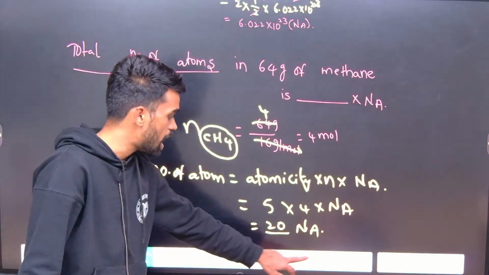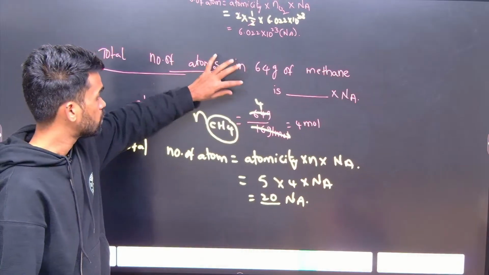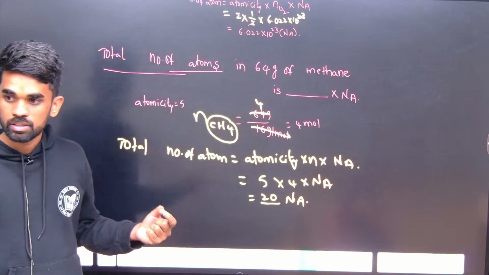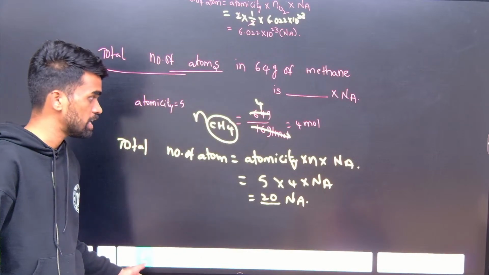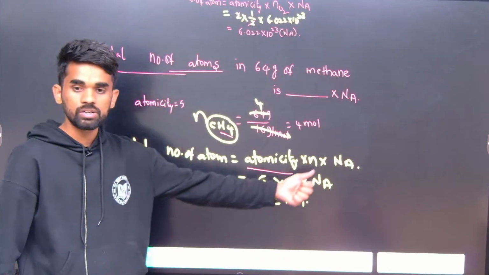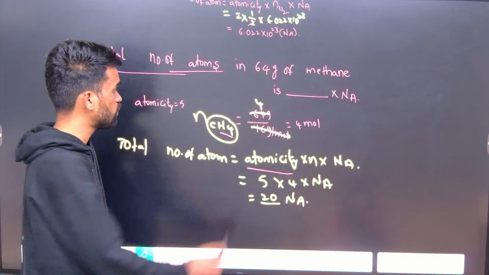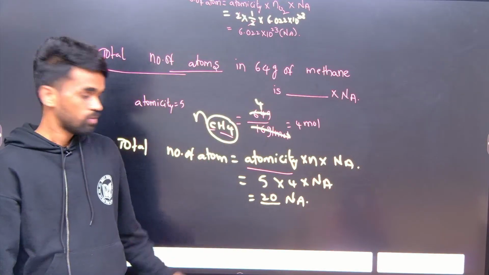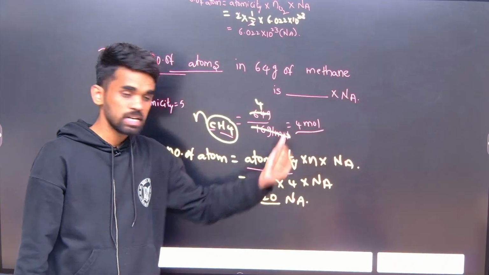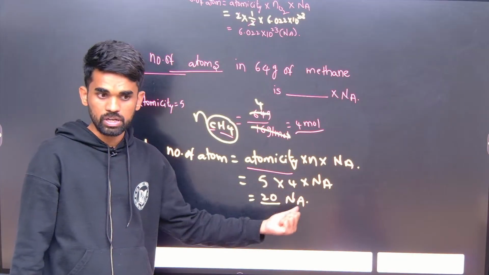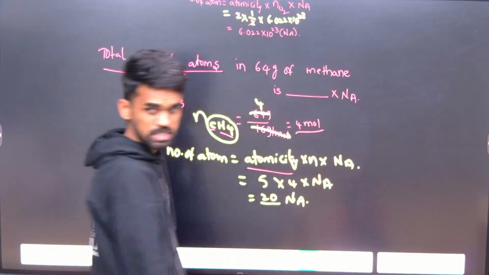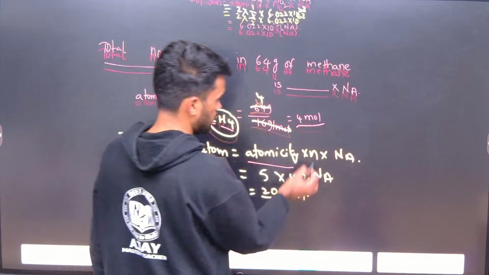So 20 Na. Is that clear? Now if I ask for the total number of hydrogen atoms present in the same quantity, 16 Na. Why 16 Na? Because the atomicity of hydrogen is 4, so 4 into 4 into Na. If I ask for carbon, atomicity is 1, into total number of methane moles which is 4, 1 into 4 into Na. So your answer should be 4 Na. Is this clear or not?